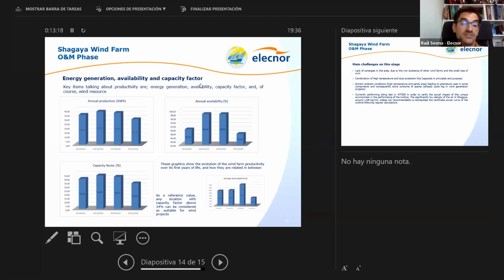These are the key factors, as in any other generation facility, to account for the performance of the wind farm, right? This is the annual production. As Dr. Salem said before, we are higher than what was previous in the past. And the capacity factor, as a reference value: any location with a capacity factor around 34 or higher could be a suitable place to install a wind farm.